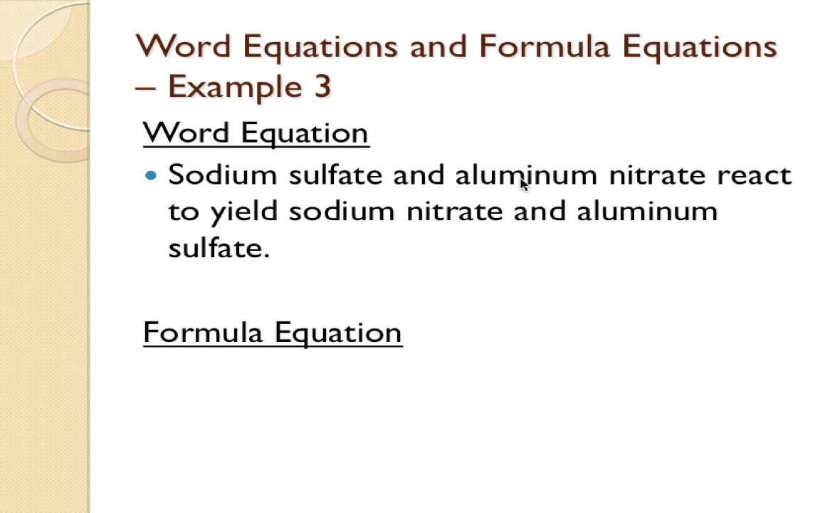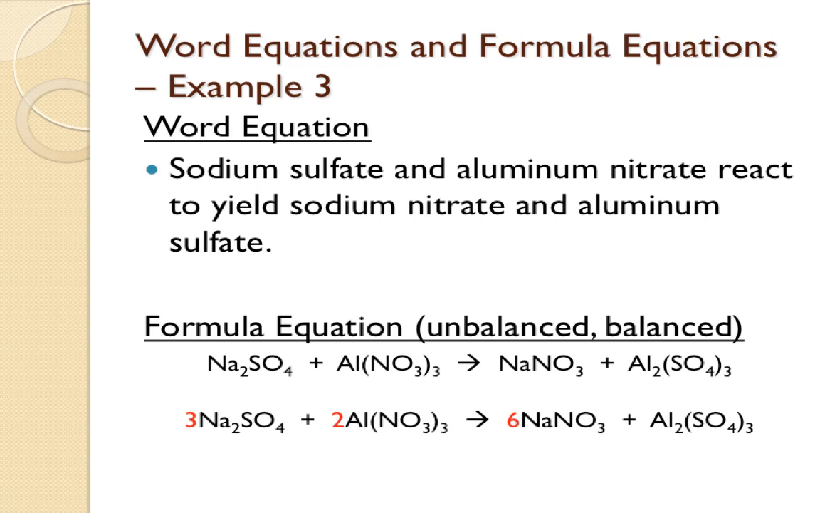Okay, and then a third one, sodium sulfate and aluminum nitrate react to yield sodium nitrate and aluminum sulfate. How would you write that formula equation? Again, it really is just writing your formulas. So you would first write sodium sulfate, Na2SO4, aluminum nitrate, sodium nitrate, aluminum sulfate, and then balance the equation.